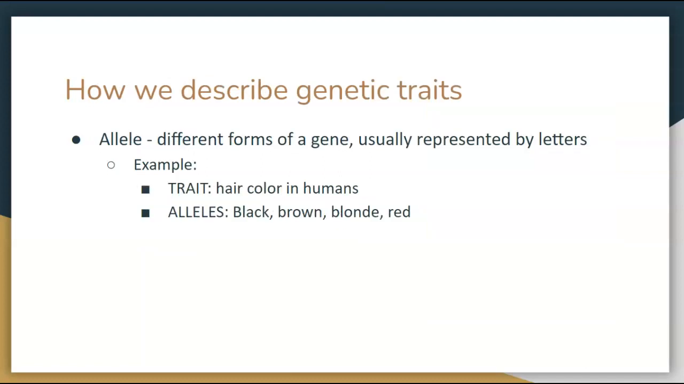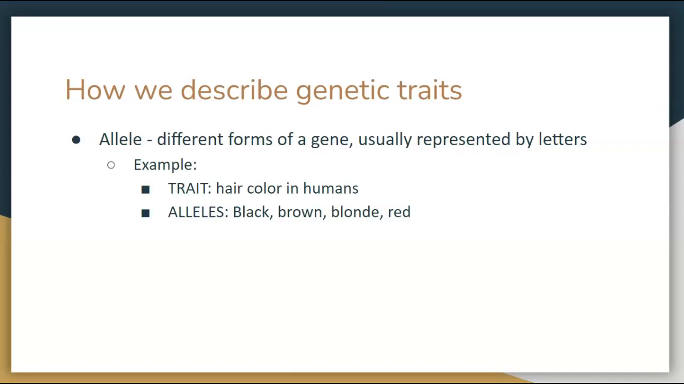Now, let's get into the vocab and words that maybe you've never heard of or you don't know how to pronounce, and that's okay. I'm here to help you with that. So, our first vocab word is allele. That is pronounced allele. So, this is how we describe genetic traits. An allele is a different form of a gene. It's usually represented by letters, and you'll see that in the next couple of slides, but when we're talking about alleles, we're just talking about traits that have different forms.